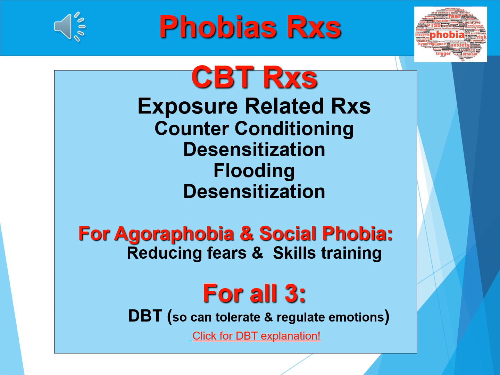Let's consider treatment for phobias. CBT therapy is particularly useful. Exposure-related treatments, such as counter-conditioning, in which, for example, the Peter and the Rabbit scenario mentioned earlier in the course, where a calming stimulus is put in pairing with the scary stimulus in a skillful manner. Desensitization can either be done systematically or in real life, or flooding, throwing the person into their worst fear. For agoraphobia and social phobia, reducing fears and skills training. For all three, dialectical therapy can be very useful so they can tolerate and regulate emotions related to that phobia.